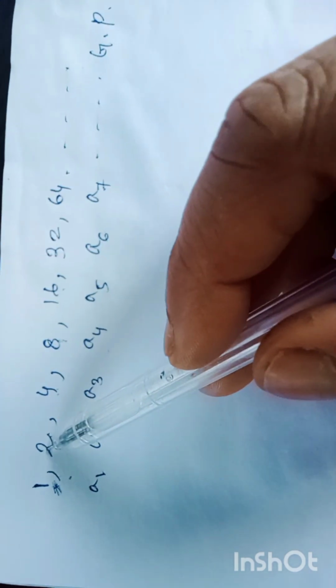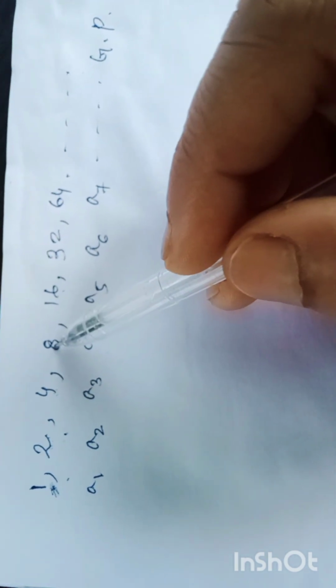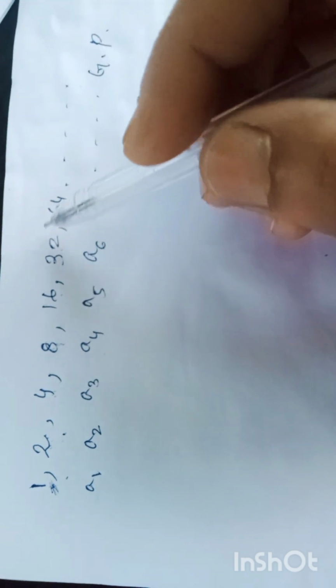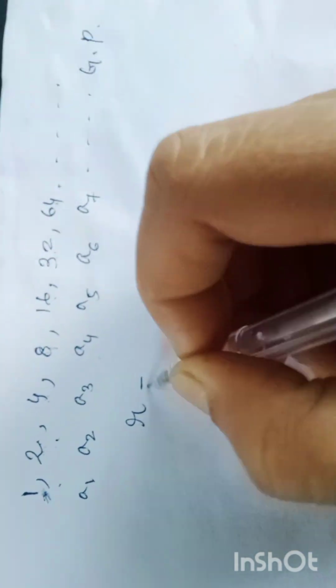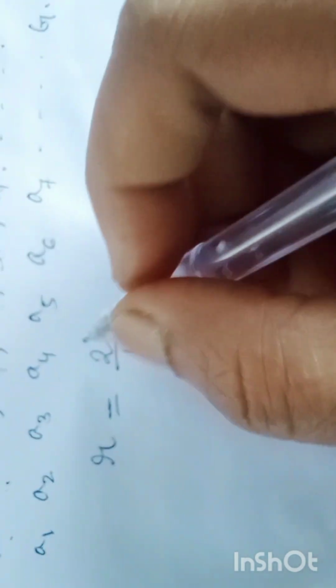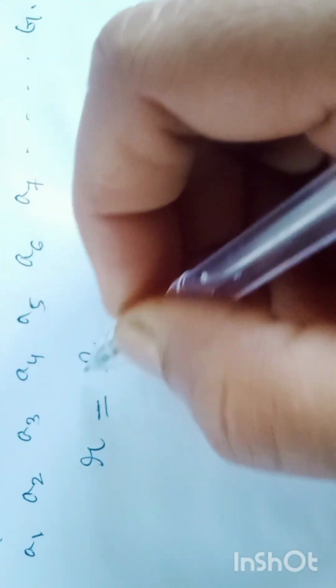Again, 4 divided by 2 gives us 2 by 1. 8 divided by 4 gives us 2 by 1. 16 divided by 8 also gives us 2 by 1. 32 divided by 16 also gives us 2 by 1. 64 divided by 32, again it is 2 by 1. So the common ratio in this sequence is 2 by 1, or the common number multiplied to the previous number is 2.